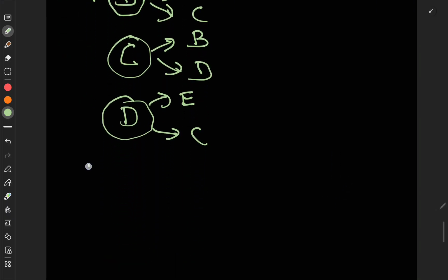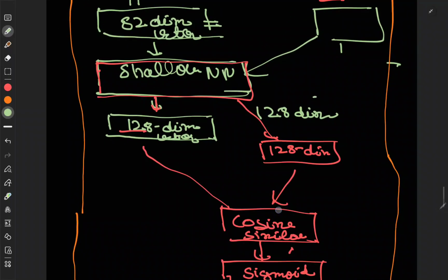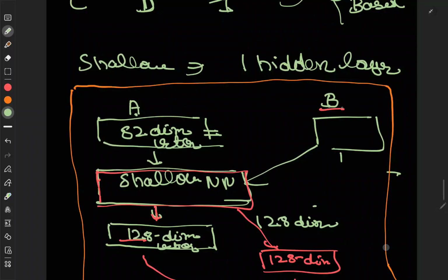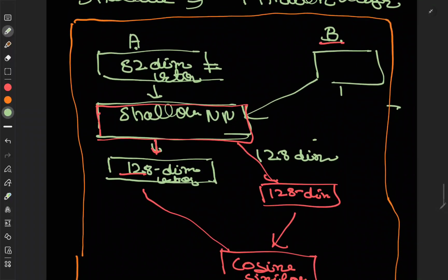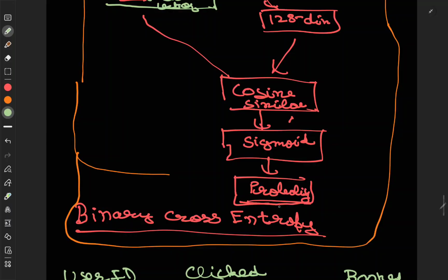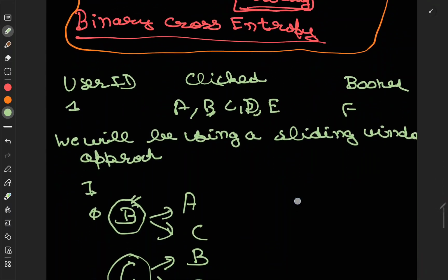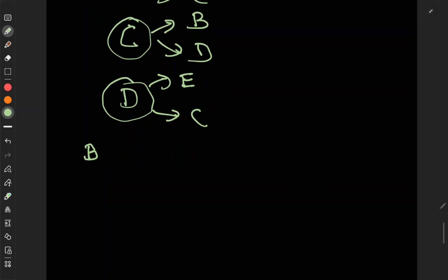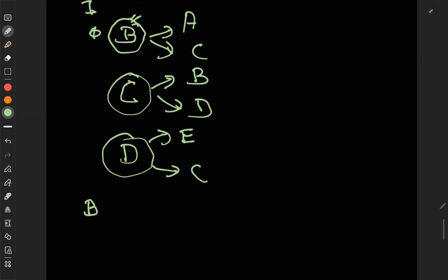So it means that when B goes, then C goes. Both of these get into a 128 dim vector. Then cosine similarity happens. Then sigmoid goes. Then it goes for probability. Binary cross entropy is applied as a loss function, and eventually the model weights get updated, and B and C are now closer to each other in the embedding space.